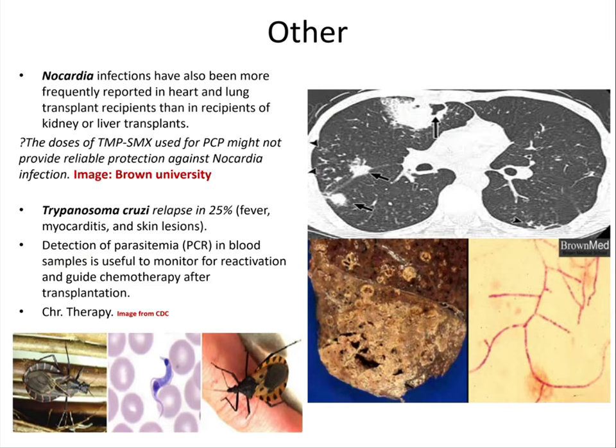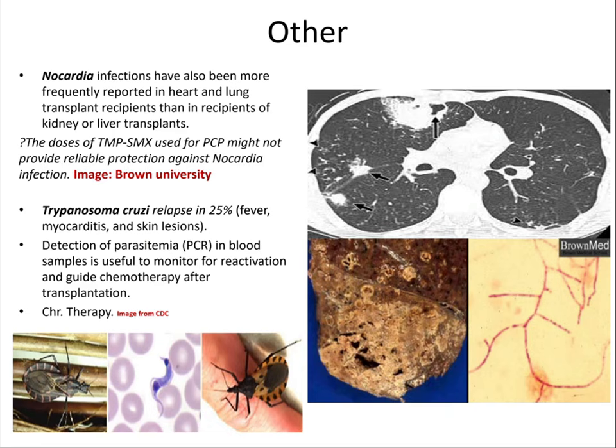Nocardia has a special appearance. It has these nodules, abscesses, and if you suspect it, you're going to scan the whole body, including the brain. You want to take a biopsy and confirm the microbiology. And these are just pictures of the lung, filamentous gram-positive beaded organisms, from a lung autopsy.